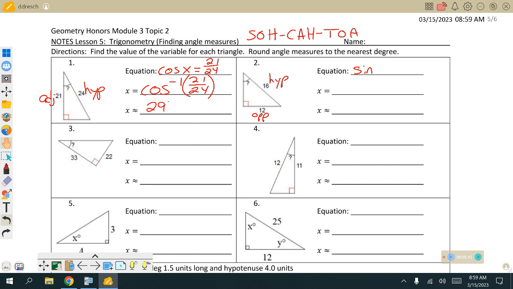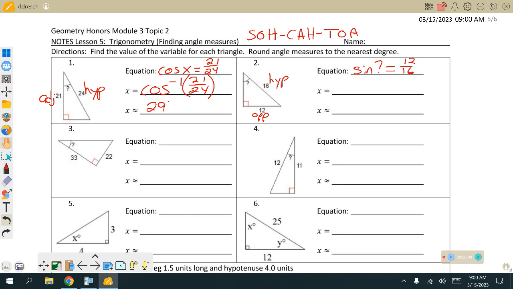Now, again, they're using question mark. Question mark is fine. You can just rewrite it as x. If it actually was x or y, use x or y. But sine question mark is a little odd, but it's fine. And then 12 over 16. That's it. That's all I need from you.